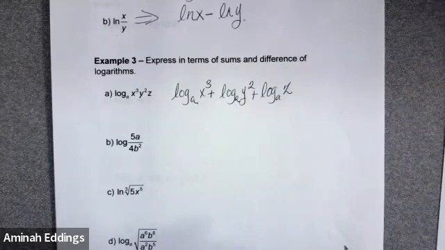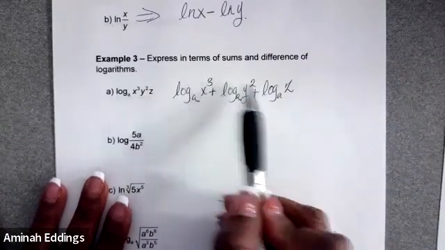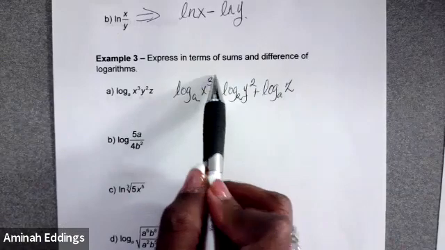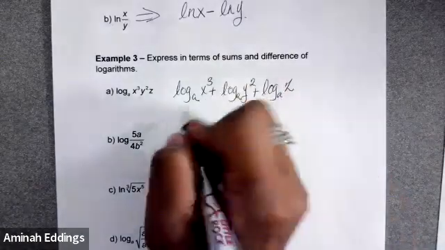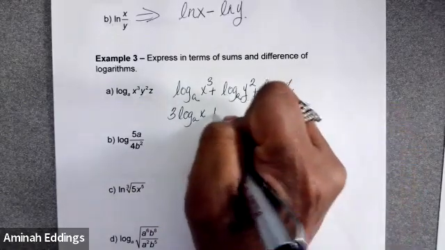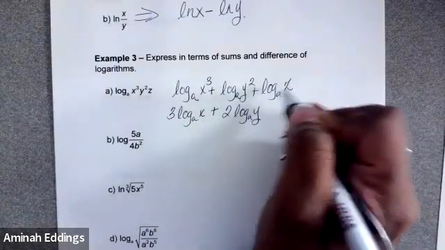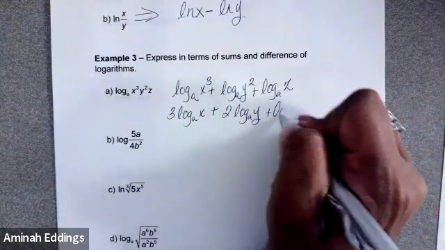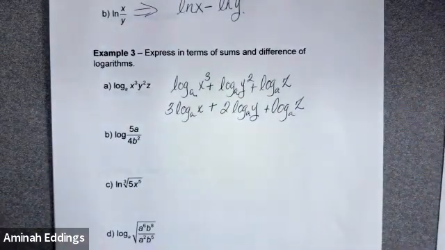Jack, you okay? Okay. All right, so now what you should see is we have the power rule. And so the power rule says that if I have an exponent, I can move it in front of my log. So now I would have 3 log base a of x plus 2 log base a of y, and there's no exponent here. So plus log base a of z. And that's my answer. Okay.